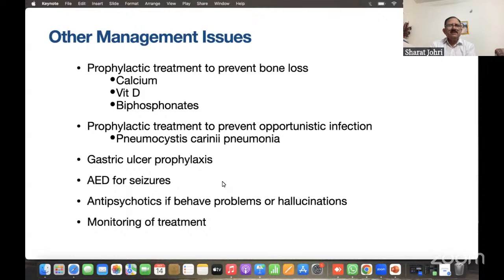But once we are using these immunosuppressants as well as steroids, we have to look after other aspects too. Prophylactic treatment for bone loss should be given: calcium, vitamin D, or bisphosphonates. To prevent opportunistic infection, we have to cover for Pneumocystis pneumonia. Gastric ulcers can occur, so give prophylaxis for that. Give anti-epileptics if there are seizures, and antipsychotics if there is a behavioral problem or hallucinations. Monitoring of the treatment is done by one of the investigations mentioned, if we can do it, or clinically. If there is relapse, then we have to treat again.